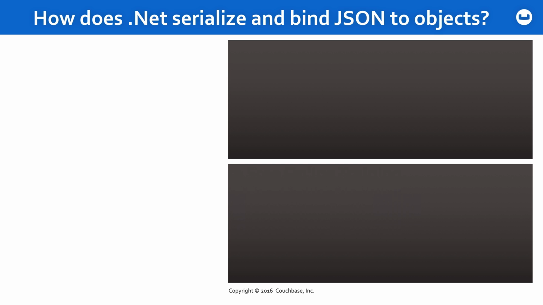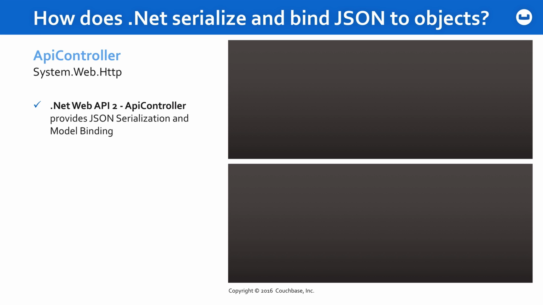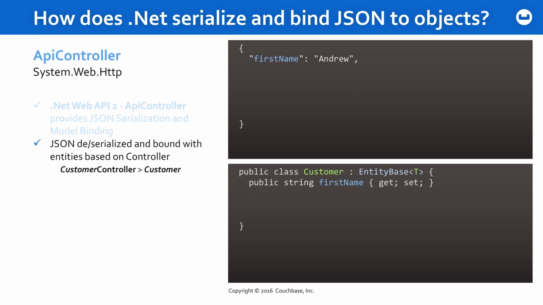Now, if you're going to implement this in .NET, well, let's take a look at one approach to serializing and binding JSON to objects in the world of .NET. It's based around the API controller class. This is Microsoft software. This is not Couchbase software. It's part of the .NET Web API 2. It provides the serialization and model binding behaviors that we're relying on in this particular application.